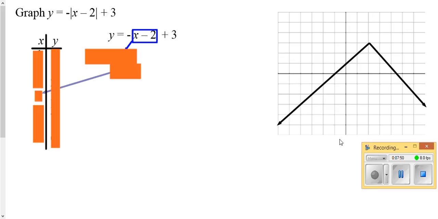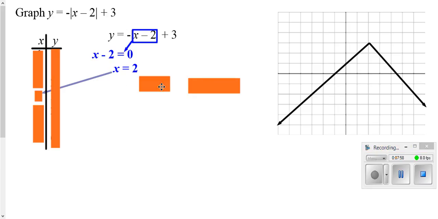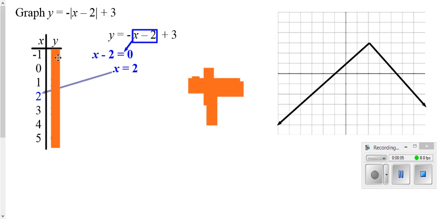So what I'd like you to do is to go ahead and show the work to be able to get this graph in this one here. So you set it equal to 0 on the inside, you solve it, you get 2. So then you're going to try three numbers on each side of 2. Plug those in to your original problem to be able to figure out what your y value is, plot your points, and you get this.